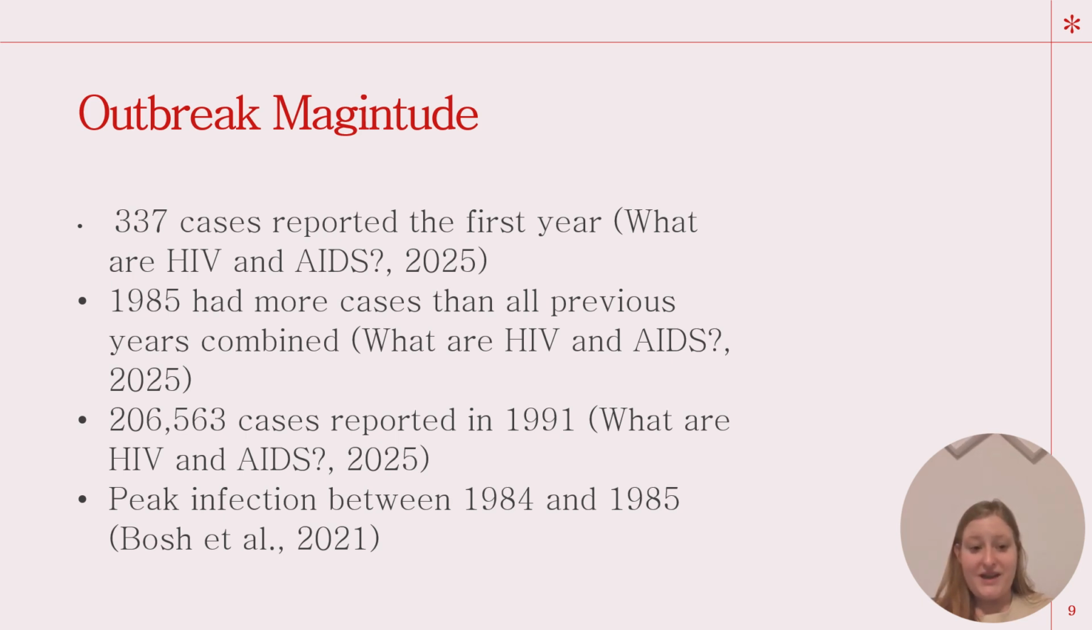Continuing on with outbreak magnitude, I just wanted to share a couple of what I felt were important pieces of info. So the first year that we're focusing on, 1981, had 337 cases reported. In 1991, there were 206,563 cases reported. 1985 had more cases than all previous years combined, and peak infection was between 1984 and 1985. These cases went up rapidly.